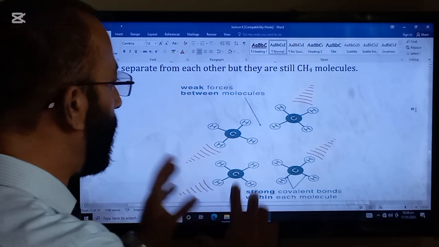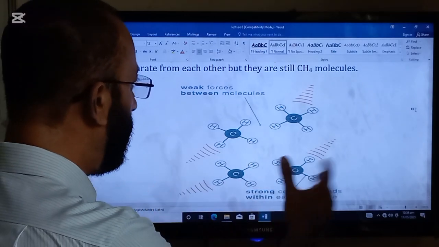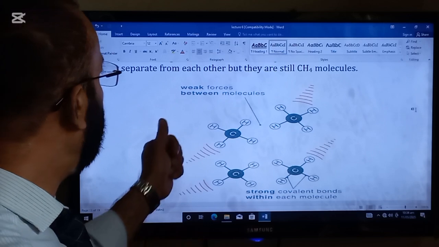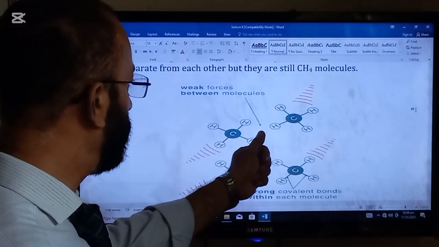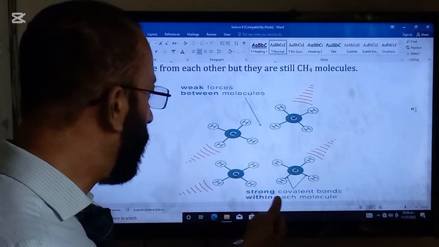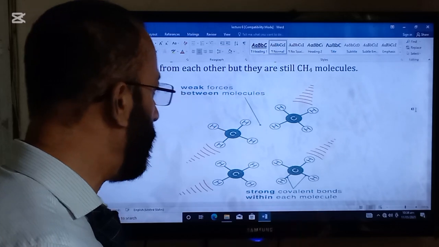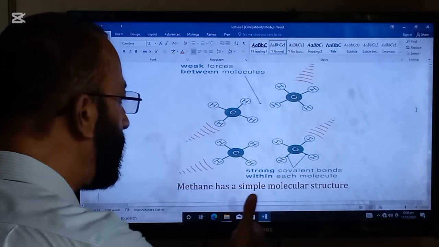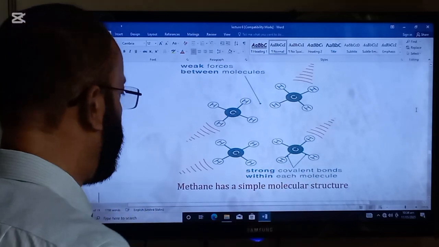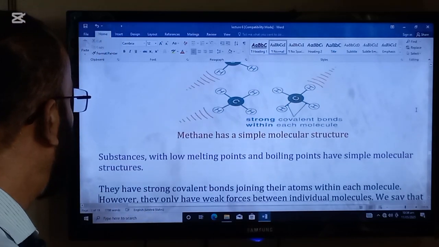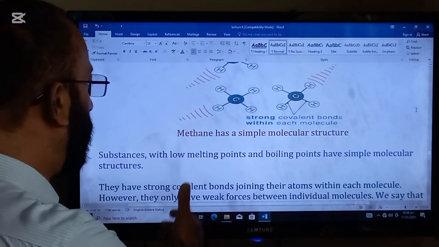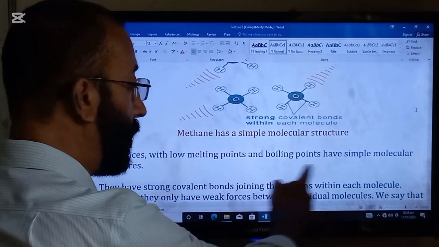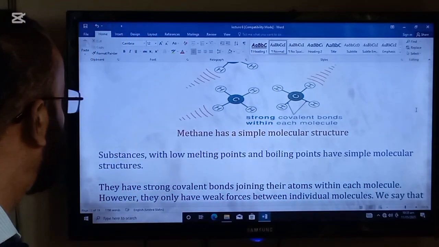And this is the diagram representing the breakaway of the methane. Weak forces between the molecules. Strong covalent bonds within each molecule. Methane has a simple molecular structure. Substances with low melting points and boiling points have simple molecular structure. Remember this point.